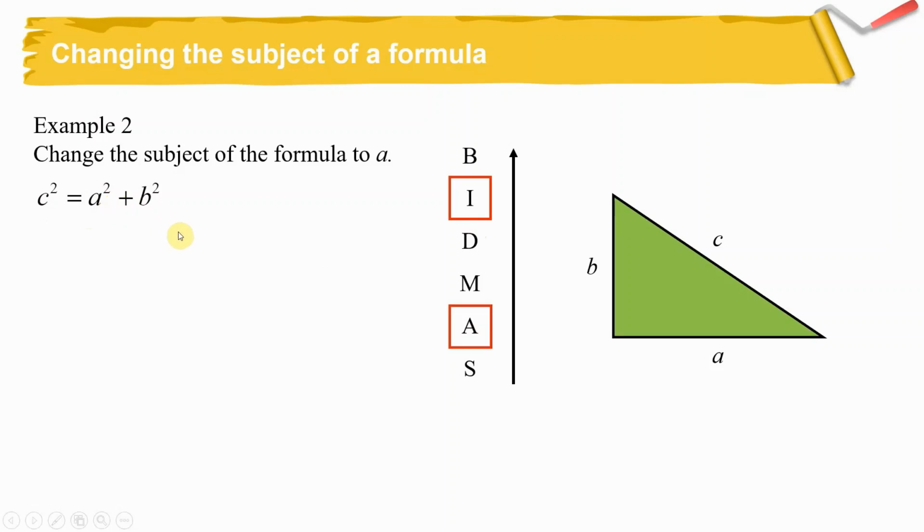Alright, so the first step is to address the addition. So we shift b to the other side. We write c squared minus b squared equals to a squared. And the opposite of square is square root, so we can write a equals to square root of c squared minus b squared. So that's how we change the subject for this question. And usually we will use this to help us to calculate to find the base or the height.